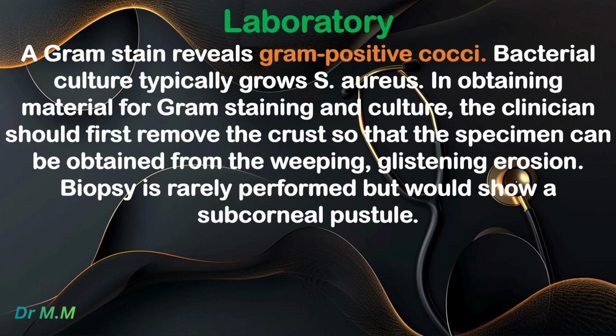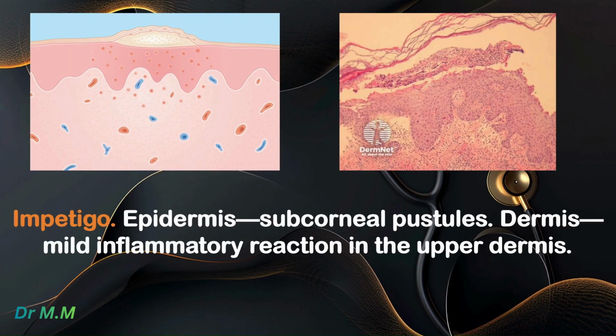Laboratory. A gram stain reveals gram-positive cocci. Bacterial culture typically grows S. aureus. In obtaining material for gram staining and culture, the clinician should first remove the crust so that the specimen can be obtained from the weeping, glistening erosion. Biopsy is rarely performed but would show a subcorneal pustule. Impetigo. Epidermis, subcorneal pustules. Dermis, mild inflammatory reaction in the upper dermis.